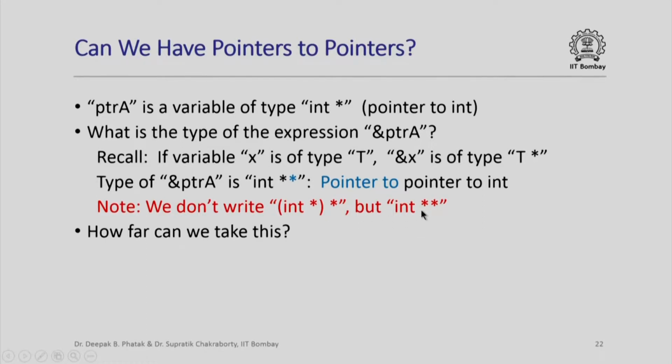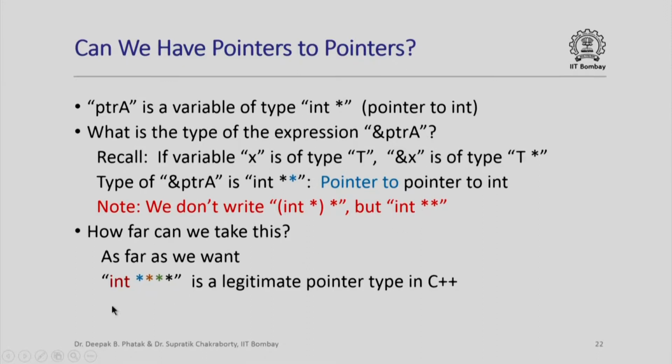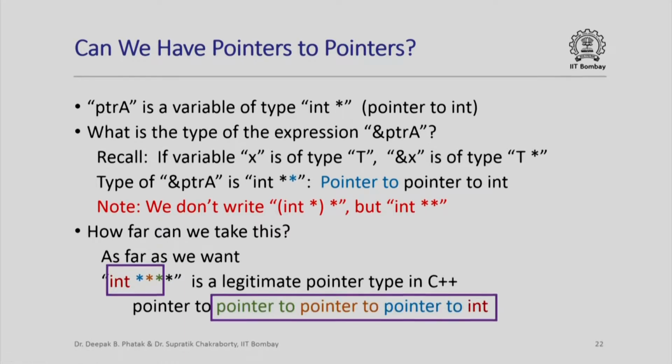Now, how far can we take this? As far as we want. For example, int star star star star is a legitimate pointer type in C++. What does it represent? Well, this black part is saying it is a pointer to something in the purple box. What is in the purple box? That is a pointer to, the green part is saying it is a pointer to something in the purple box. What is in the purple box? The orange part is saying that it is a pointer to something in the purple box, which in turn is a pointer to something in the purple box, and that is an int.